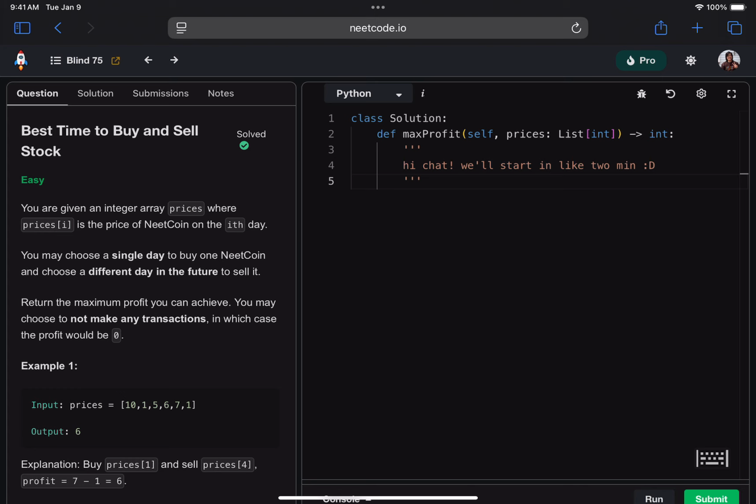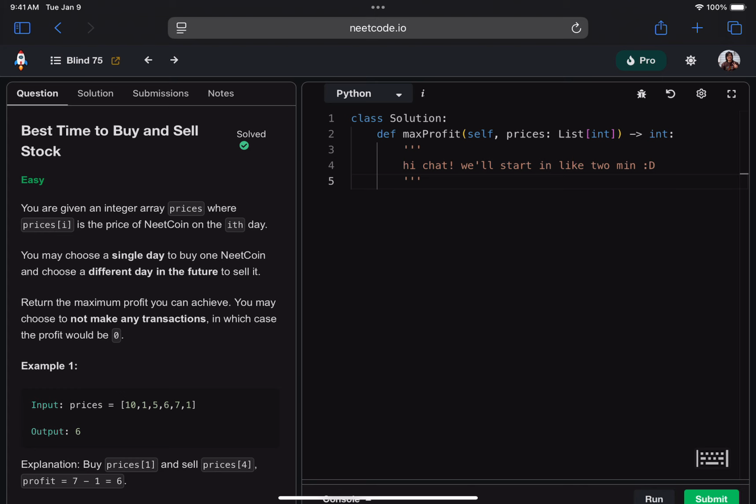Okay, so it says you are given an integer array prices, where prices at index i is the price of Neatcoin on the ith day. So they're going to rug pull us later. It's whatever. It's Neatcode's new cryptocurrency that they've released. But we may choose a single day to buy one Neatcoin, and then we can choose a different day in the future to sell said Neatcoin.